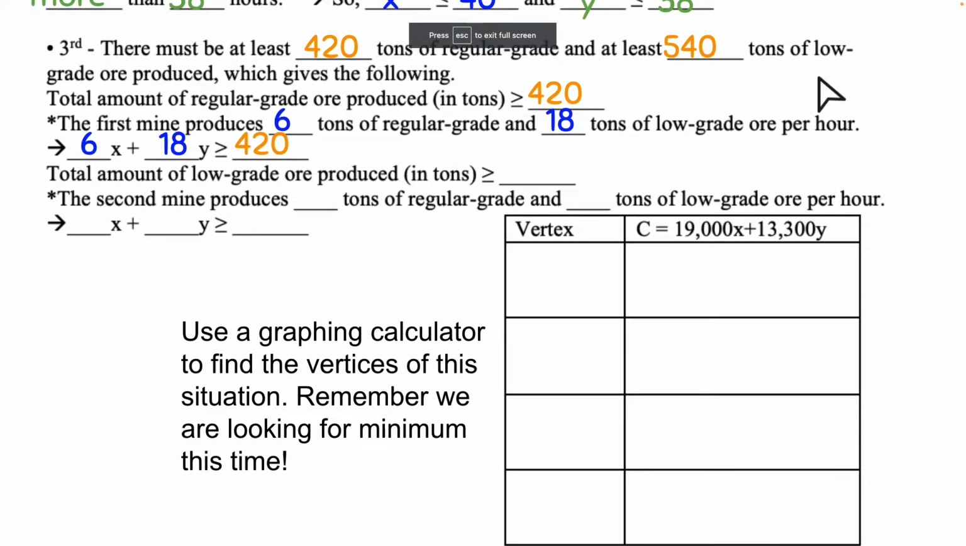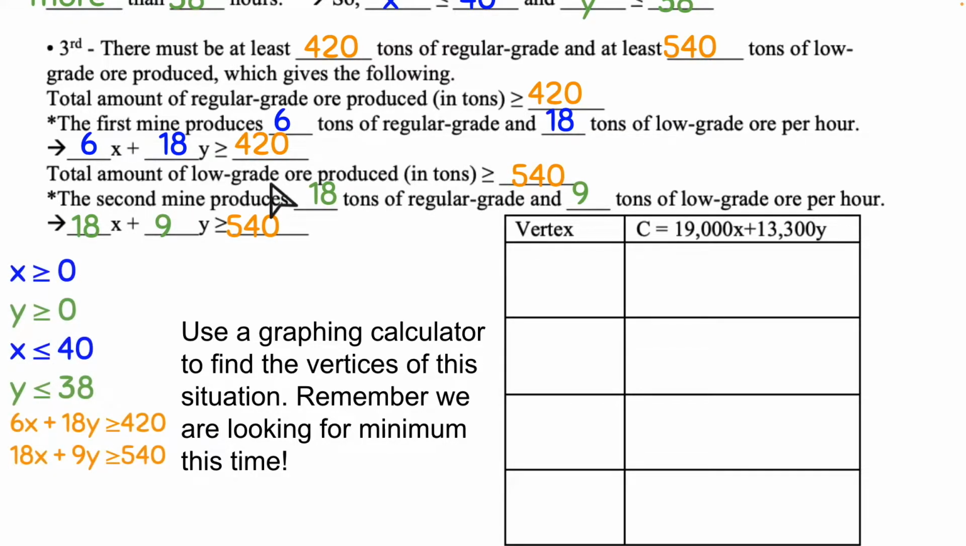Okay, so we're going to write the second mine constraint inequality. So remember that the low grade ore has to be greater than or equal to 540. I don't know why I keep saying that backwards. So the second mine produces 18 tons of regular grade ore and 9 tons of low grade ore. 18x plus 9y is greater than or equal to 540. I said it backwards again.